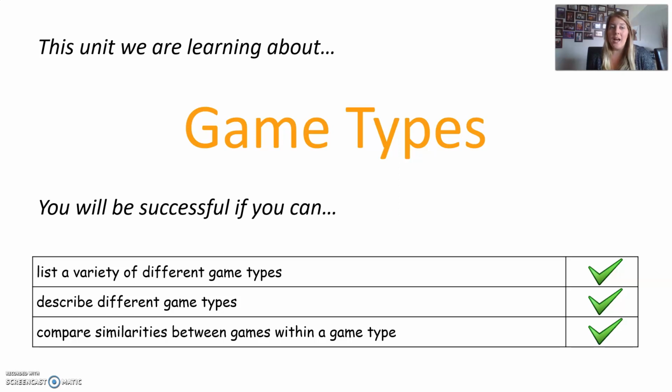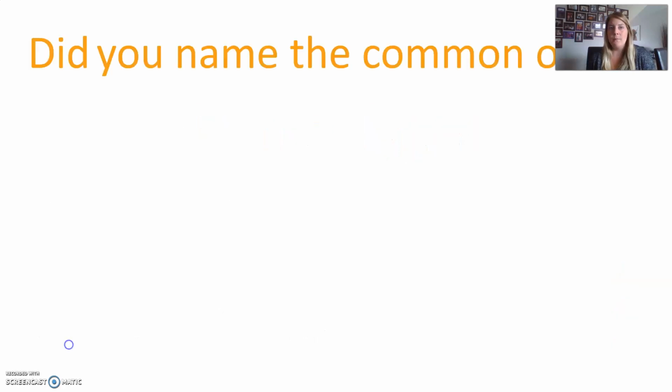We are going to look at a variety of different game types, and hopefully by the end of the lesson you'll be successful if you can list these, describe different game types, and then compare some similarities between games within game types. Okay, I've presented this so everyone gets the same information, but you will be able to do a different level of work based on if you're doing level 4, level 5, or level 6.